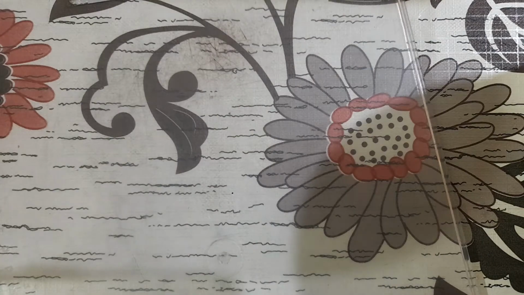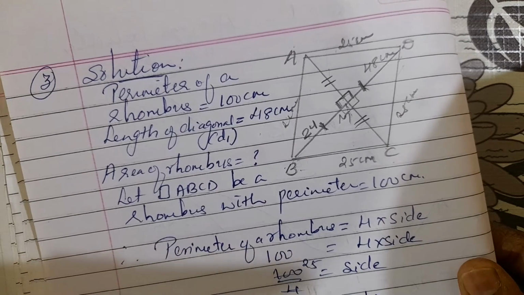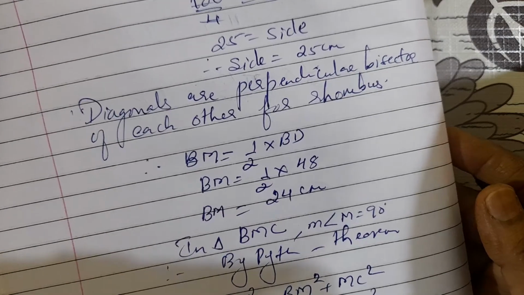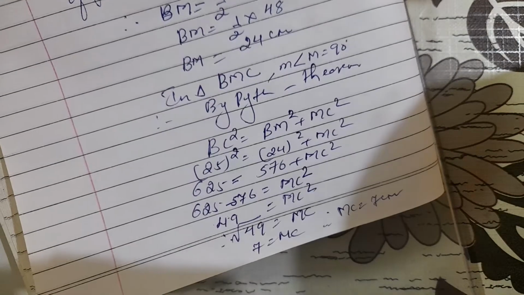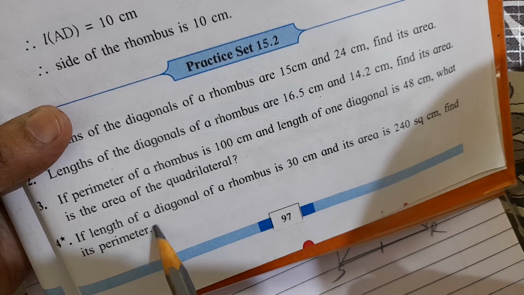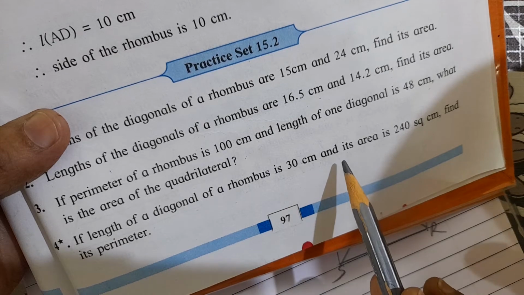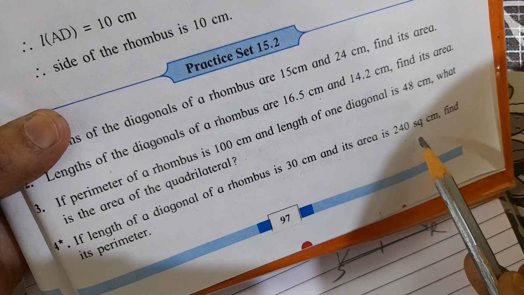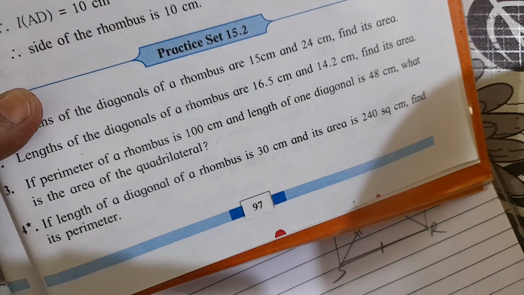Again I am just sharing the first page of this question. Now see children, let us see the last question of this practice set. If the length of a diagonal of a rhombus is 30 centimeter and its area is 240 square centimeter, find its perimeter. So we have to find the perimeter.